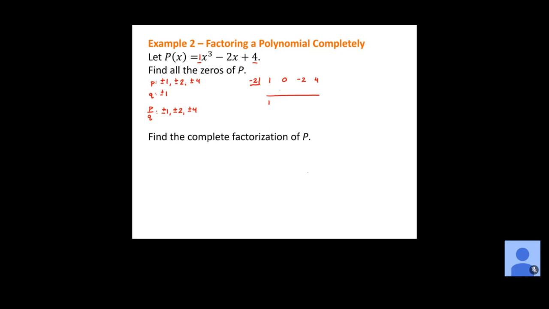Bring down your 1. 1 times -2 is -2. Now we add 0 plus -2 is -2. -2 times -2 is +4. -2 plus 4 is +2. 2 times -2 is -4, and that gives us a remainder of 0. So in terms of my factors, x plus 2 has to be a factor because of the -2 being 0. And because we started with x cubed, this line is x squared minus 2x plus 2.